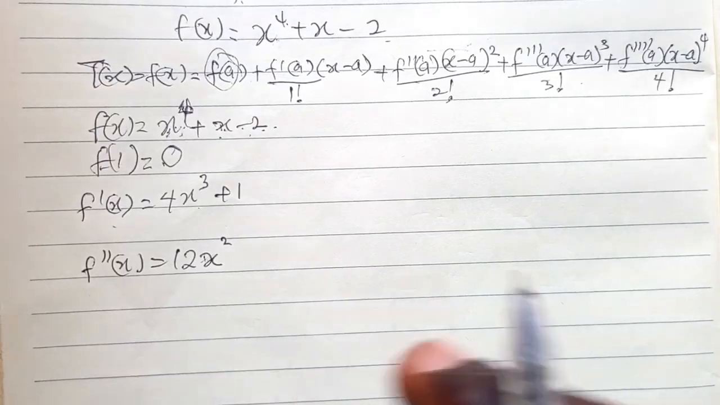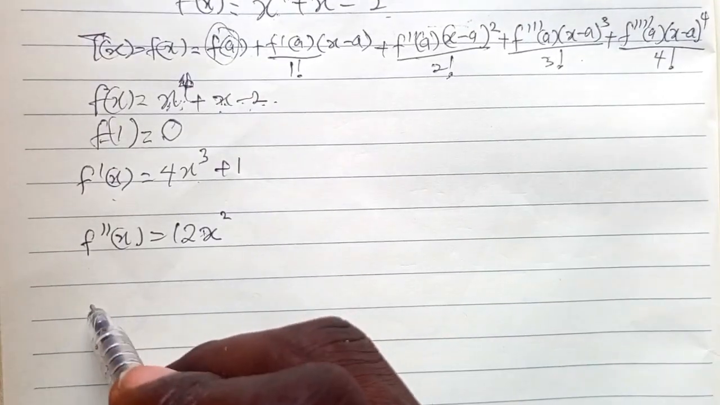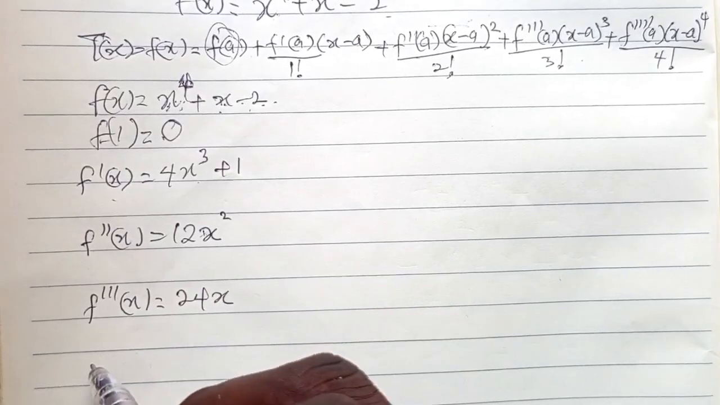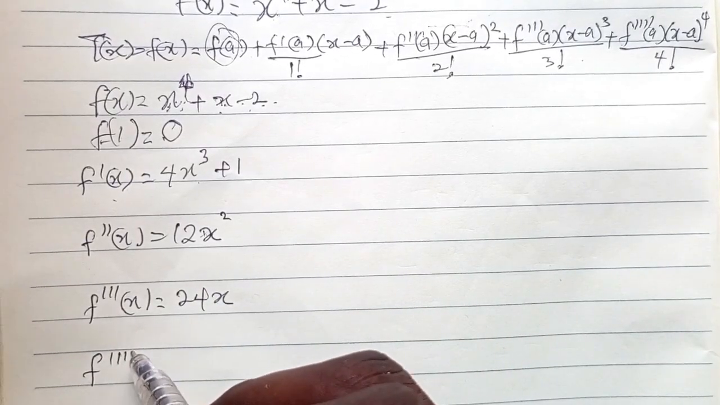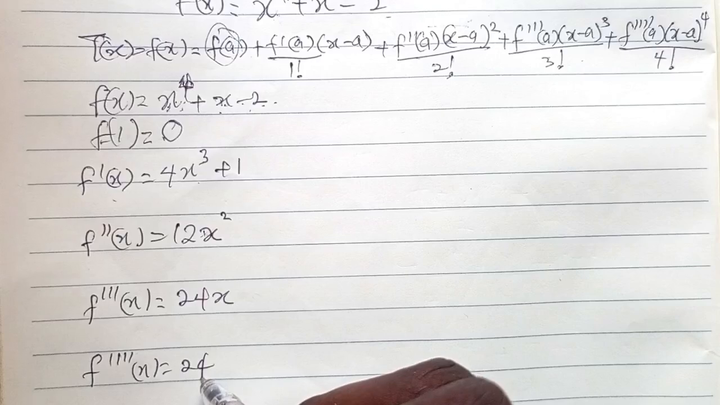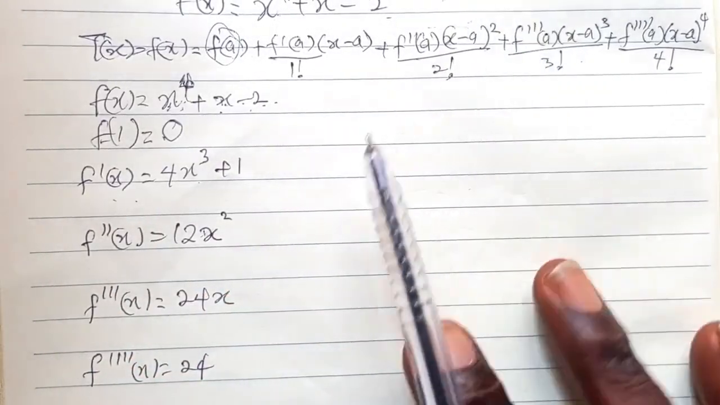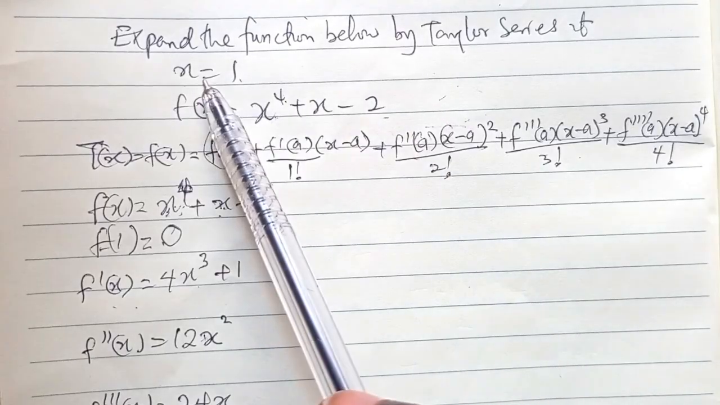Okay. Then let me differentiate to the third time. F prime prime prime will be 24x. Then the fourth time, that will just be 24. Then I need to start finding the values at each point x equals 1, as you can see.